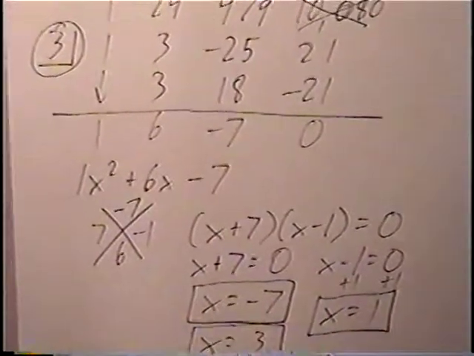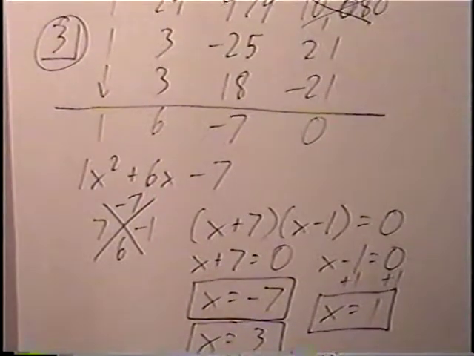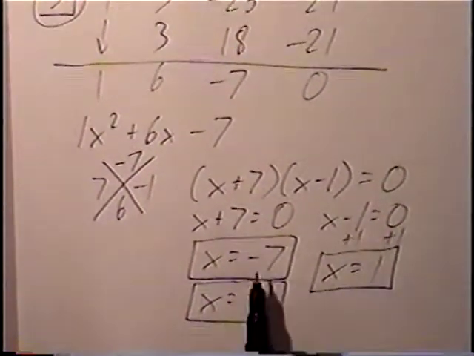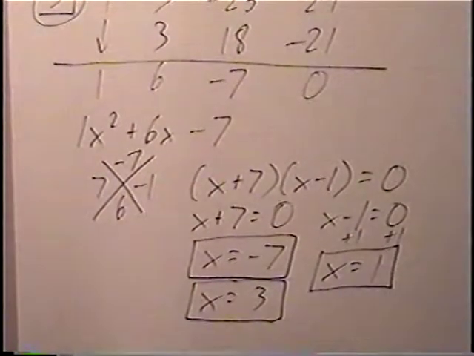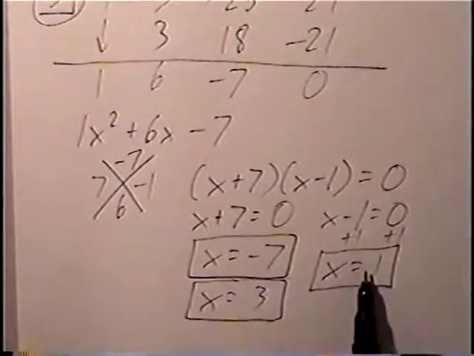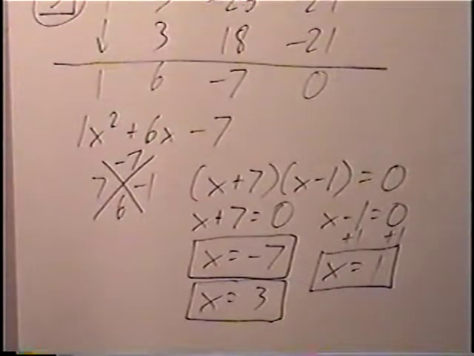Looking back at the original function, which was x to the third power, which means it has 3 zeros, we found the three numbers, negative 7, 3, and 1. So these are the 3 zeros for the function, and there's no imaginary zeros for this function.